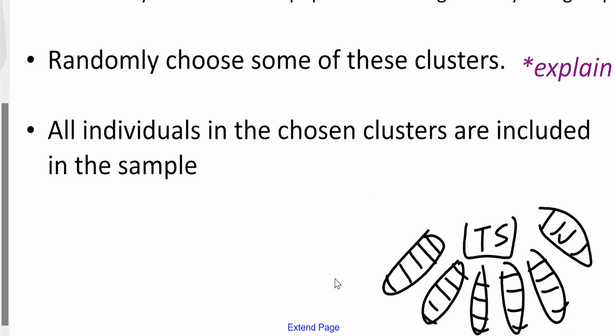I might just say my clusters are the 6 sections. There's nothing necessarily in common between them, because there's front row and back row in every section. But each of these 6 sections, I might randomly sample 2 of them, and you get everybody from that cluster. That's a cluster sample.